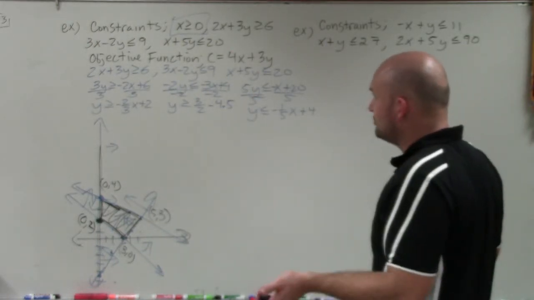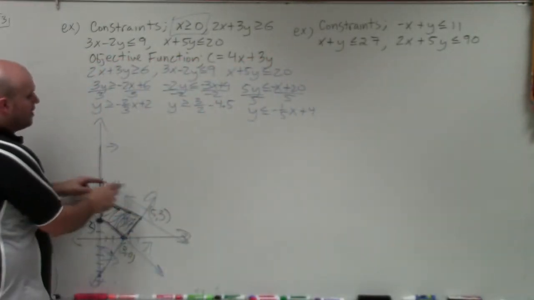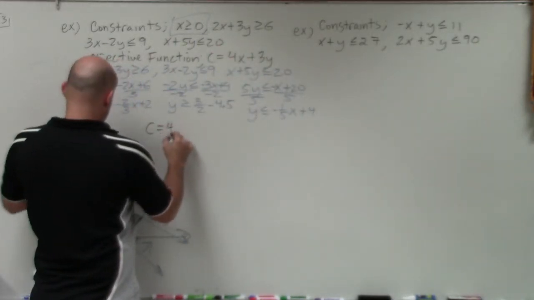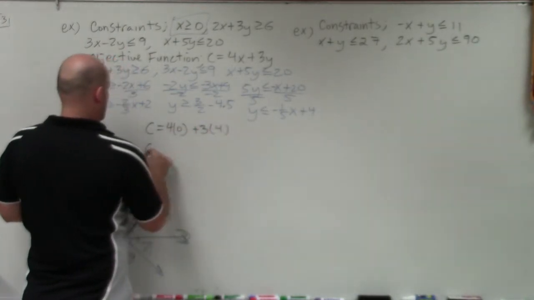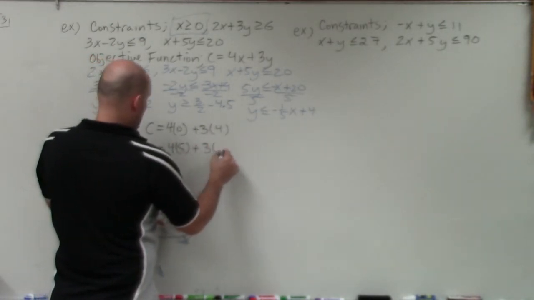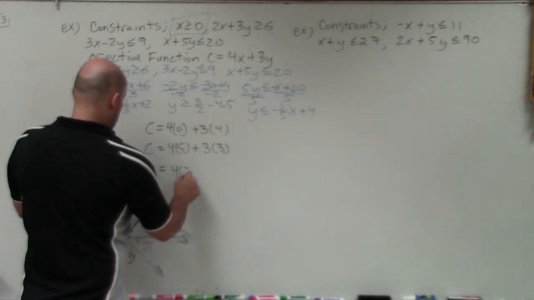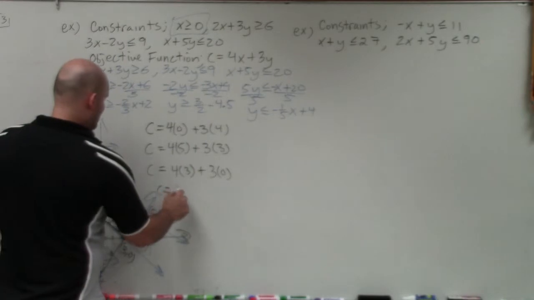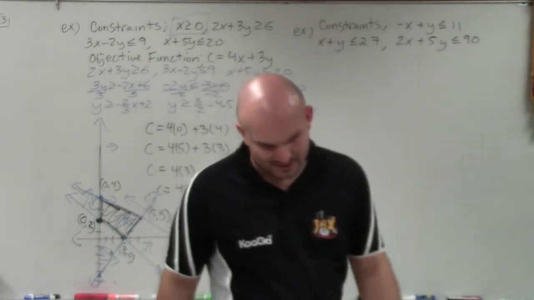But again, to determine the maximum value of our objective function, we're basically going to plug the x and y of each of these coordinate points into our objective function. So the first one I'll have 4 times 0 plus 3 times 4. The next one is going to be 4 times 5 plus 3 times 3. Next one is 4 times 3 plus 3 times 0. And the last one is 4 times 0 plus 3 times 2.